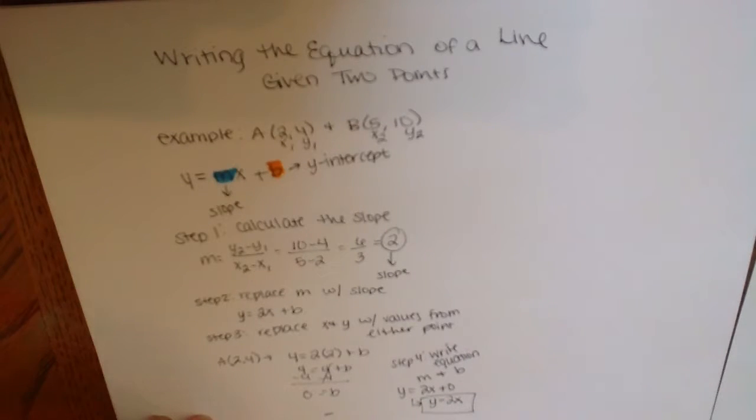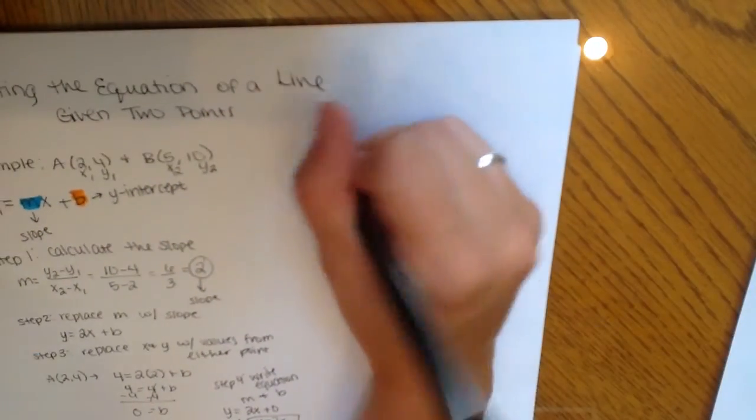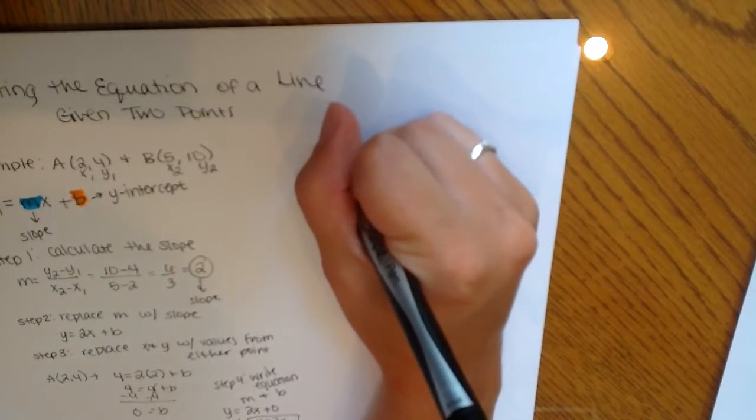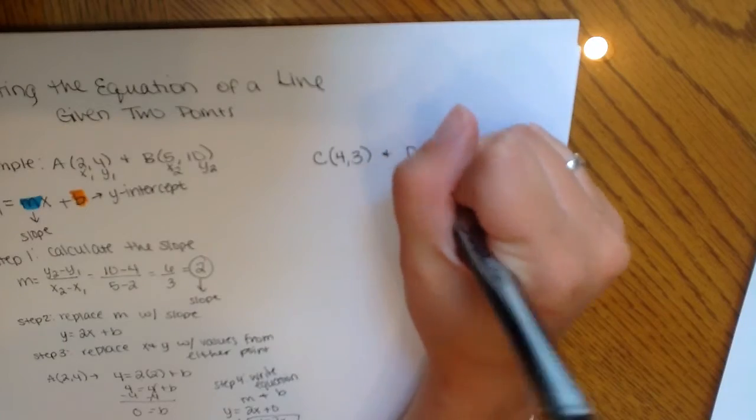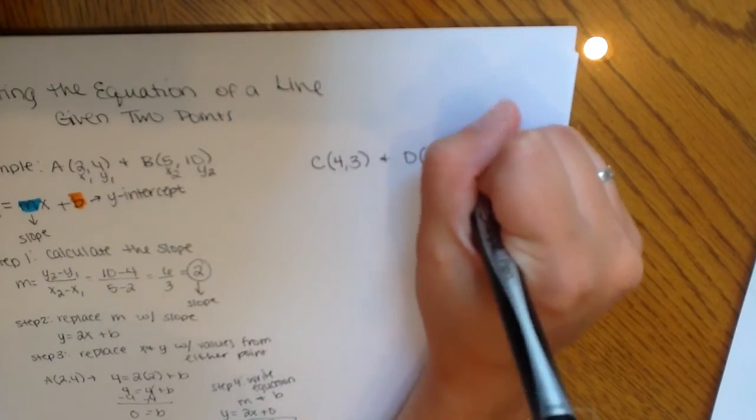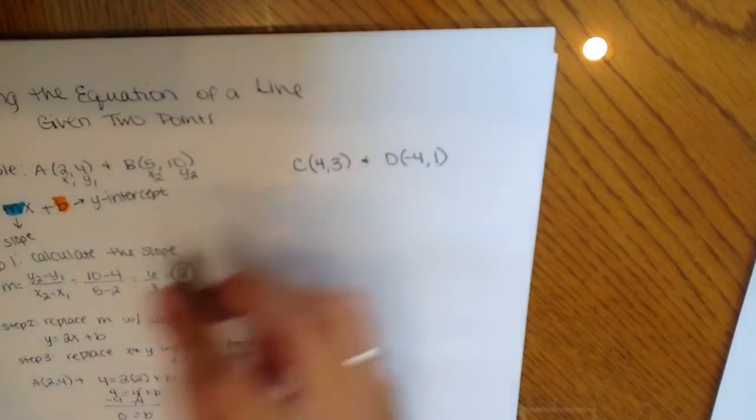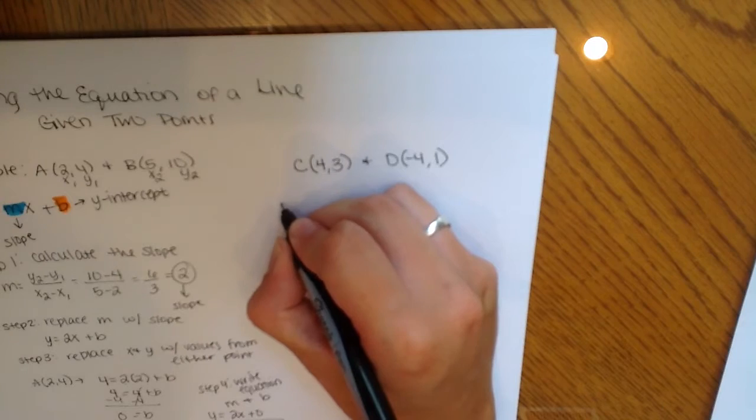Let's try another example. Say we had the points C and D, and we'll say C is at 4, 3, and D is at -4, 1. Again, we know we have y equals mx plus b, so first we're going to find the slope.